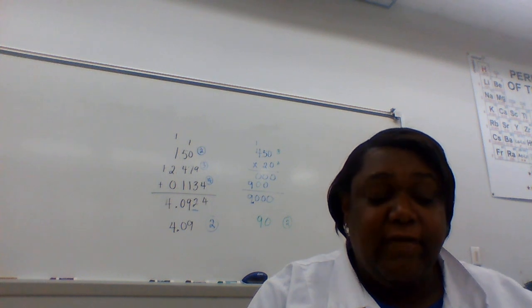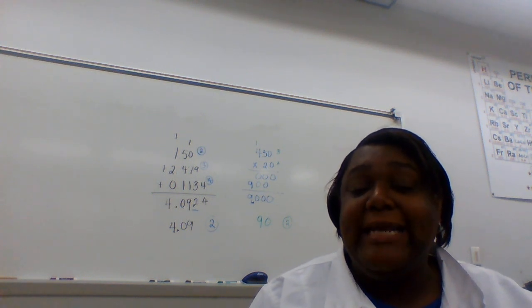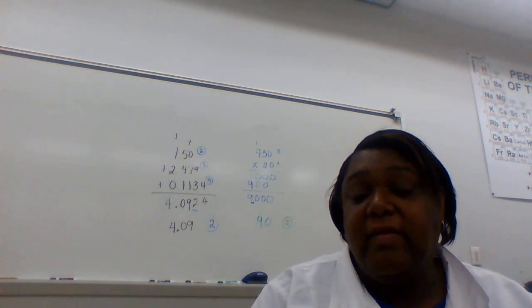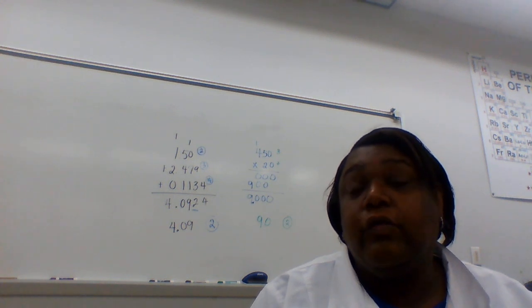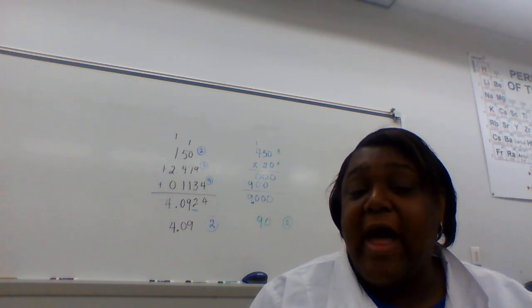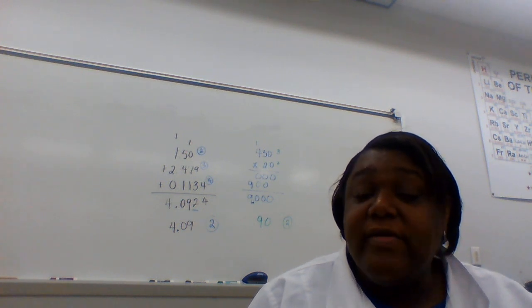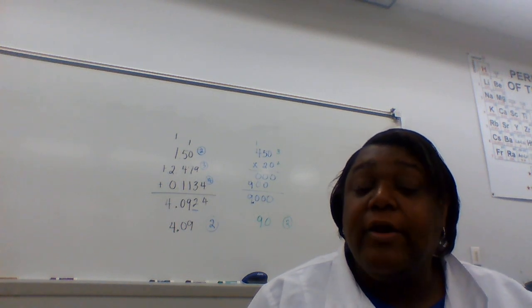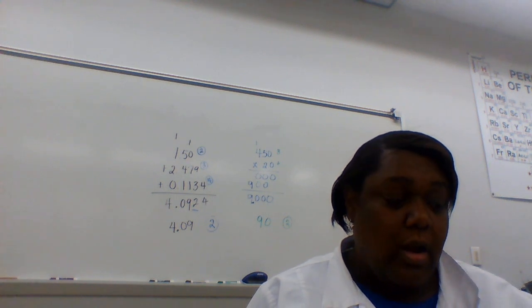And then the very last one for zeros is if you have zeros at the end of the number, but they're not to the right of the decimal point, if they're to the left of the decimal point, then they are not significant. So in the number 2500, those last 2 zeros are not going to be significant. Even though they're at the end of the number, they're not significant because they are not to the right of the decimal. All right.